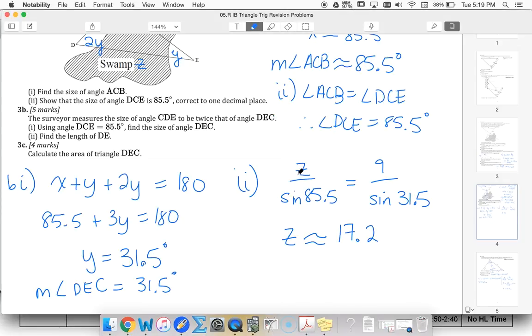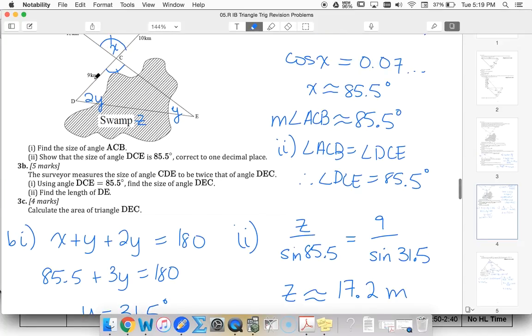It makes sense that this is a lot bigger than the 9 because it's across from 85 degrees, whereas the 9 is across from 31 degrees. So about 17.2, we're measuring in meters here, I believe. Let's see. Oh, nope, measuring in kilometers. Let's fix that.